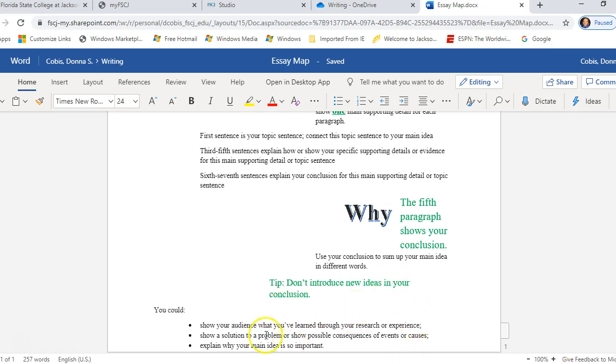You might also continually explain why your main idea is so important. You want to interest your reader. You want your reader to care about what you care about. Whatever your point is, you want your reader to care. So you want to continually return to why. Why is this so important? Whenever I draft an essay, one of the things I keep asking myself is why.